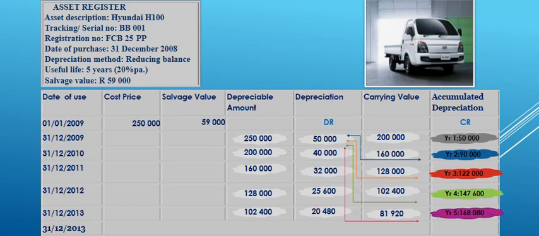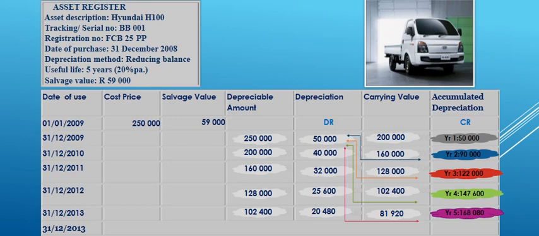At this stage, the carrying value at the end of its useful life was supposed to give us 0, but it gives us an amount of 81,920. This amount in accounting is the amount that is referred to as the residual value. That is why we ignored the initial residual value, which was indicated on the asset register, because when we are using the reducing balance method, it calculates or determines its own residual value at the end of the useful life of an asset.